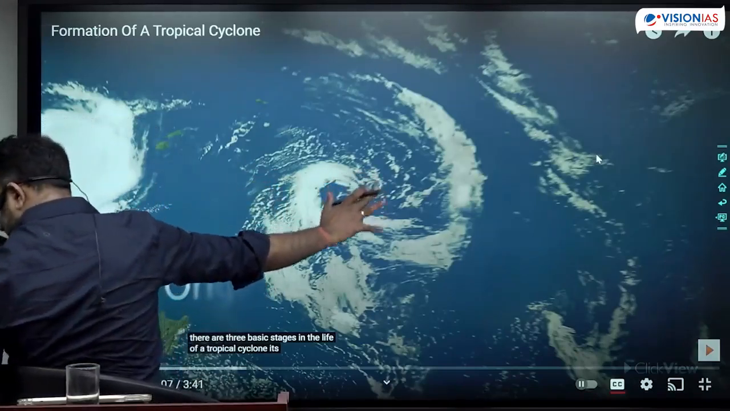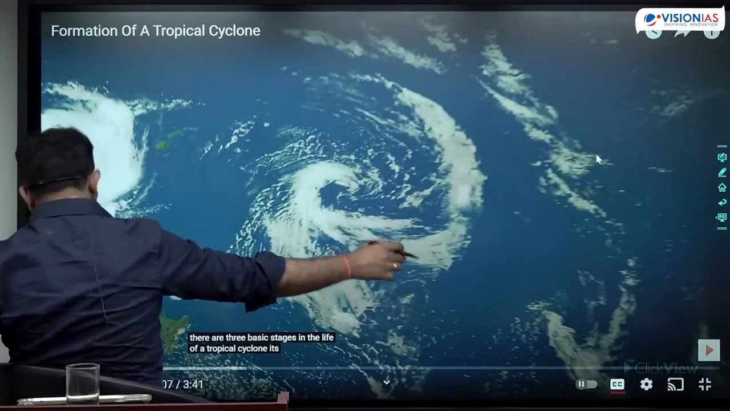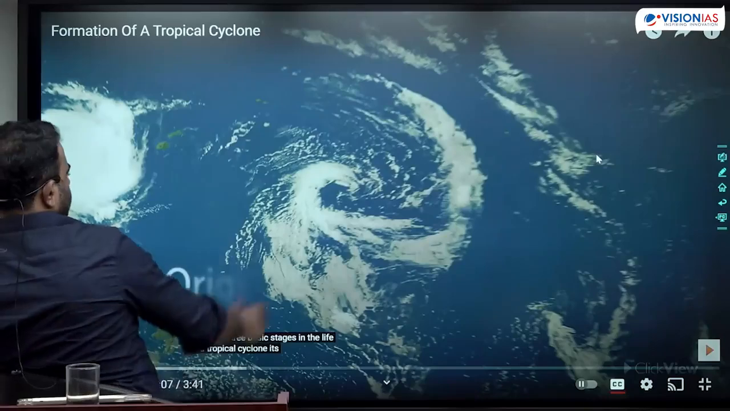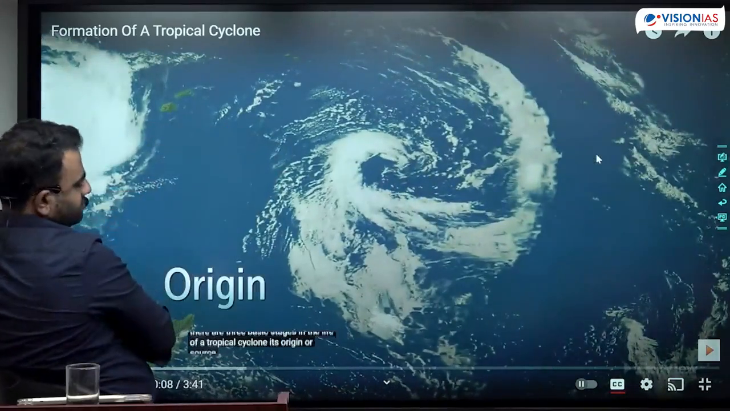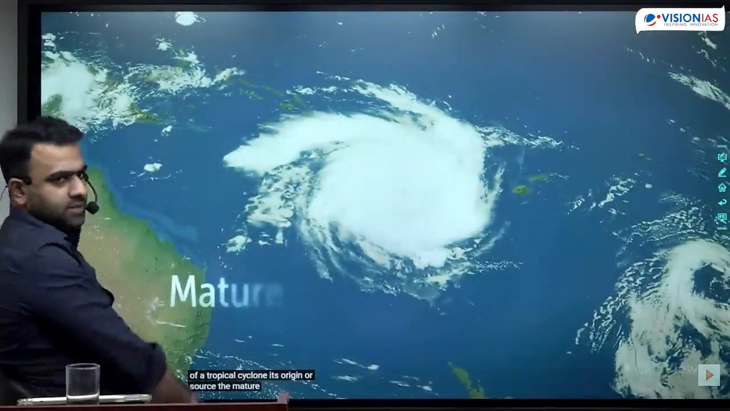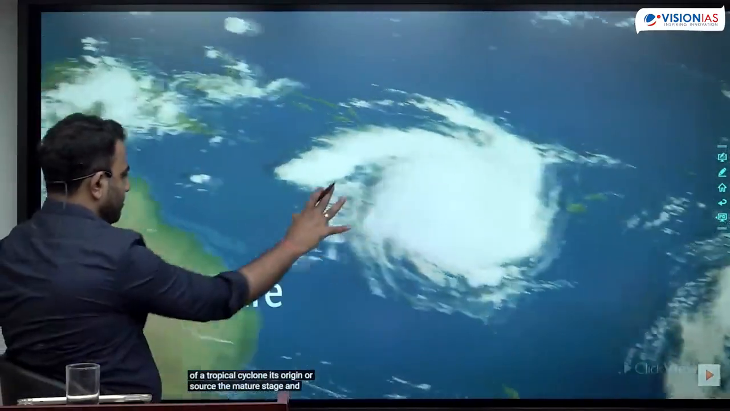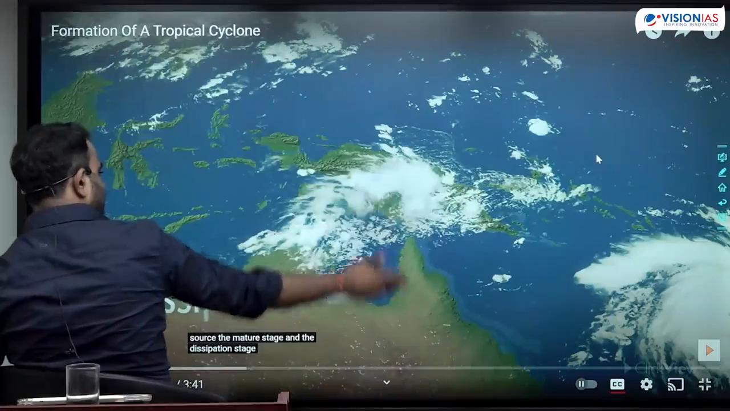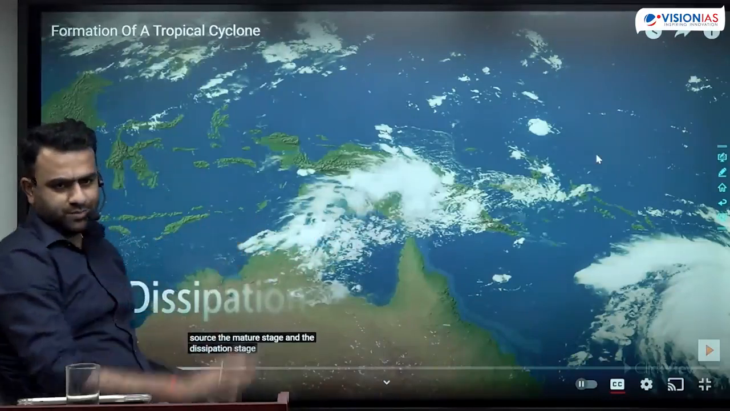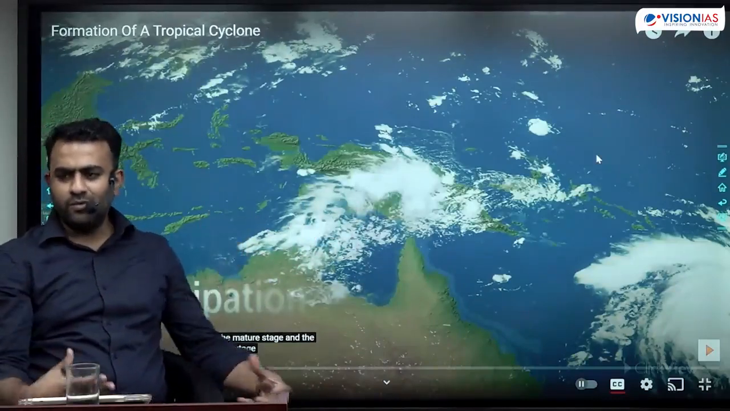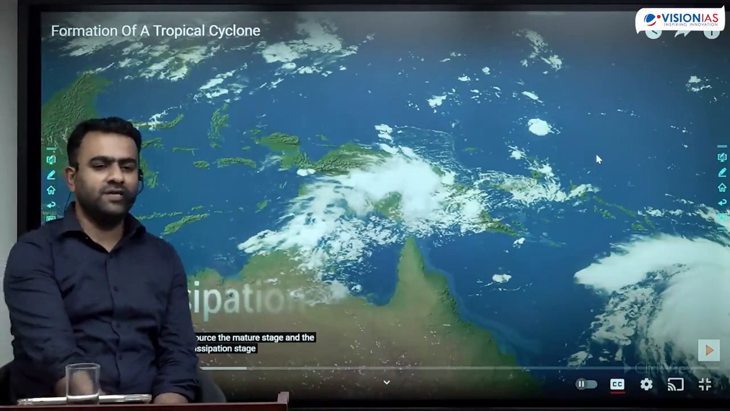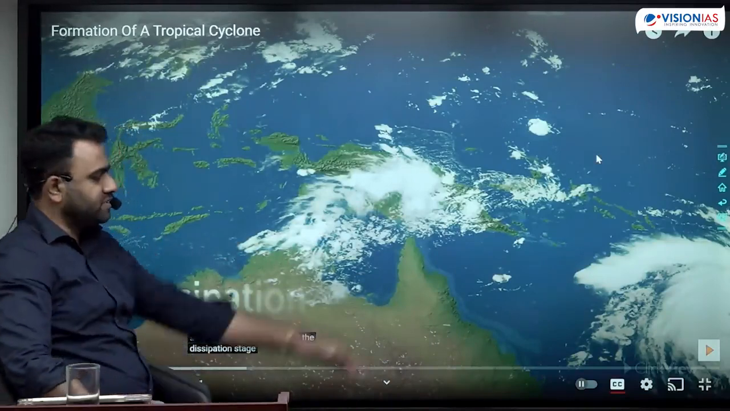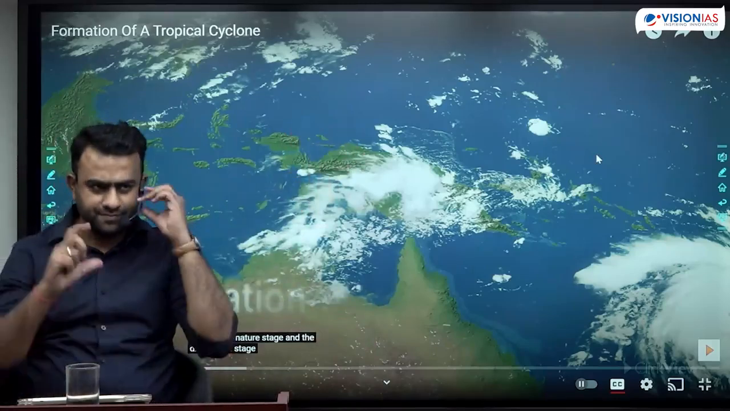And from here, it gets intensified. This is the mature stage, a proper well-developed cyclone. Then dissipation, when it gets dispersed. The clouds are no more a single system causing very heavy rainfall, as well as winds, just disturbed.